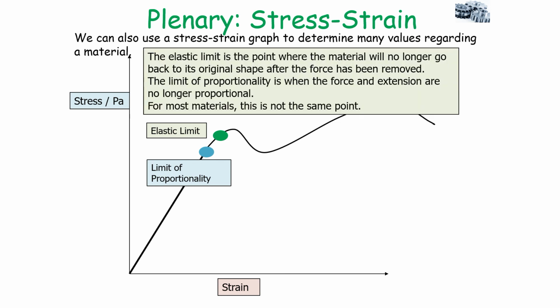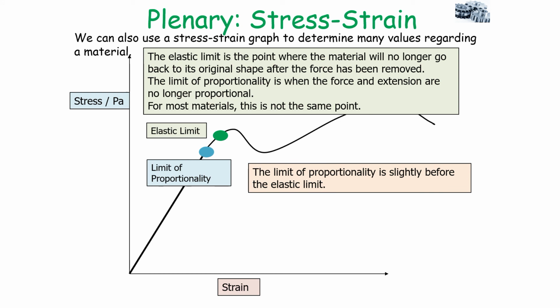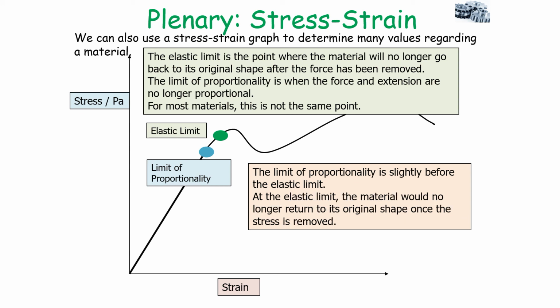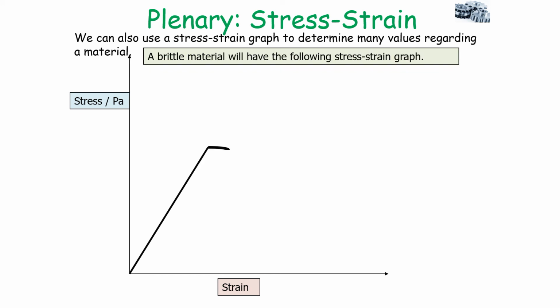So you've also got on your stress-strain graph two other points, the limit of proportionality and the elastic limit. The elastic limit is the point where the material will no longer go back to its original shape after the force has been removed. Now the limit of proportionality is when the force and extension are no longer proportional. So for most materials it's not the same point. The limit of proportionality is slightly before the elastic limit. At the limit of proportionality, the material stops obeying Hooke's law but would still return to its original shape if the stress acting upon it was removed. But at the elastic limit, the material will no longer return to its original shape once the stress has been removed.